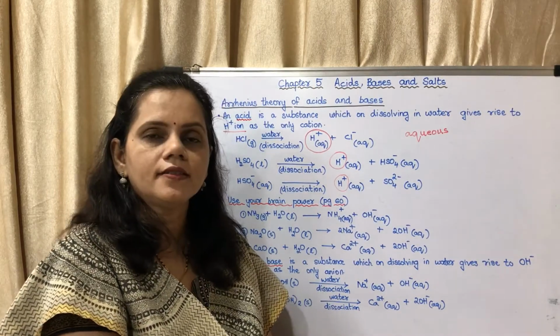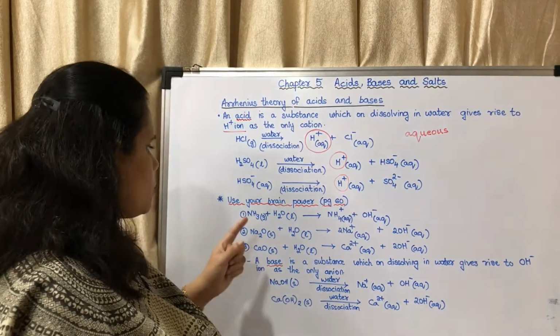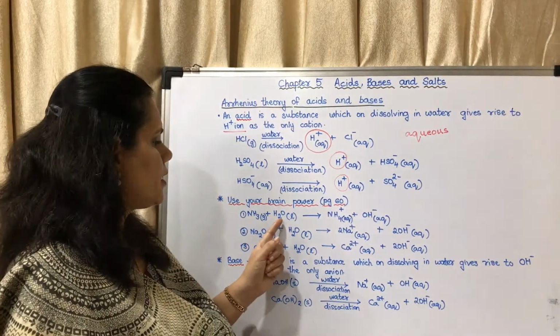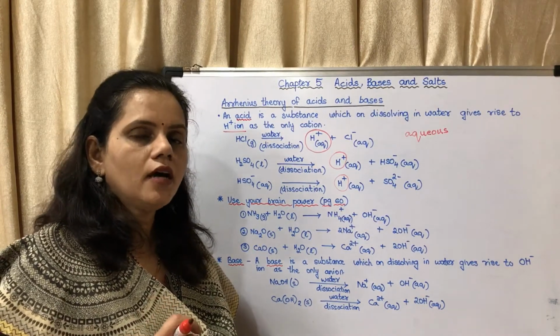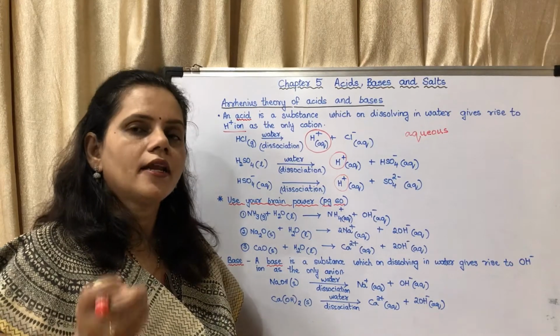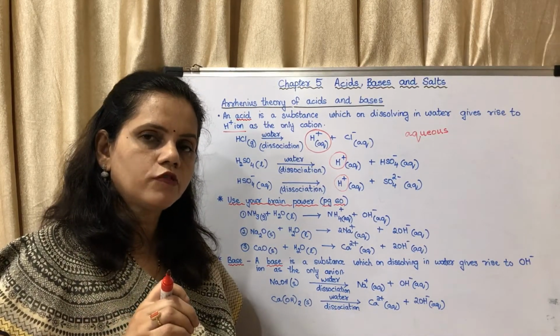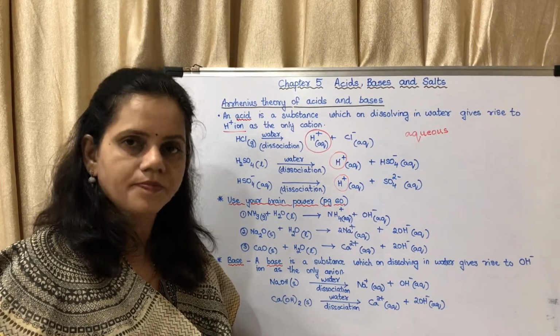Now they have given 3 reactions. What happens when they react with water? Ammonia will react with water to form ammonium hydroxide, and ammonium hydroxide is made up of 2 ions, ammonium ion and hydroxide ion.